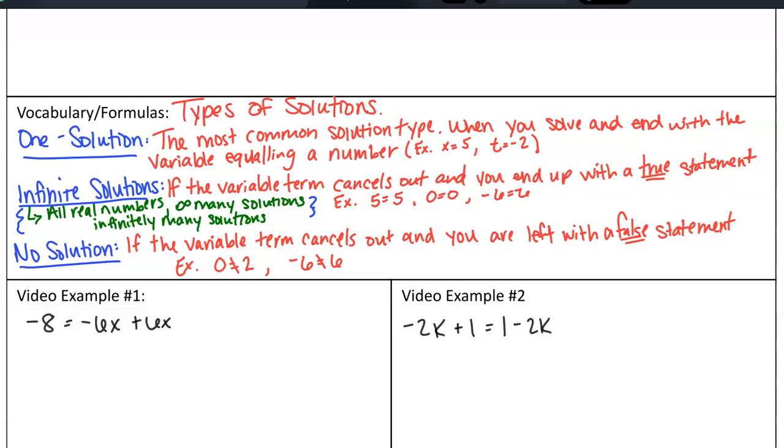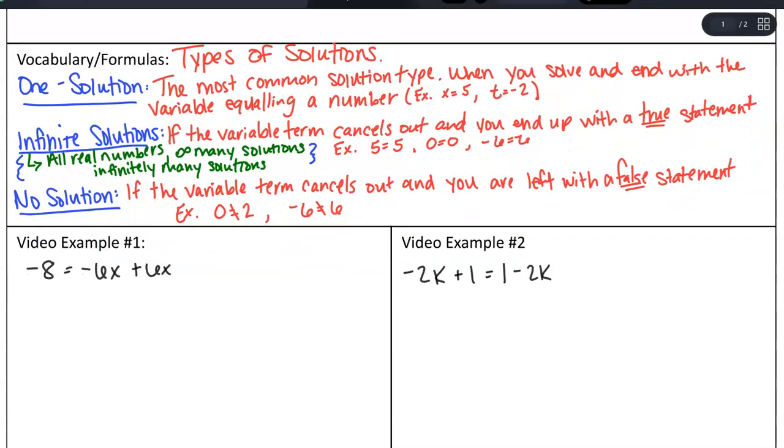One solution is the most common type, when you solve and end with a variable equaling a number. For example, x equals 5, t equals -2. These have been the equations that we have dealt with from lessons 1 through 5. So this is nothing special. You don't have to write one solution when you get a solution. These have been what we have seen throughout the entire unit, so nothing has changed there.